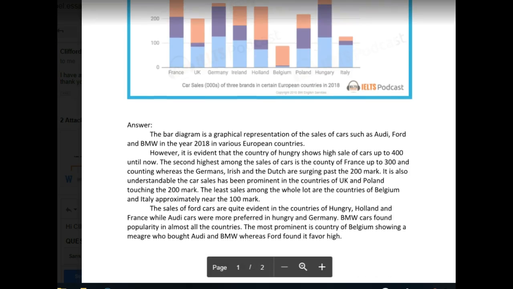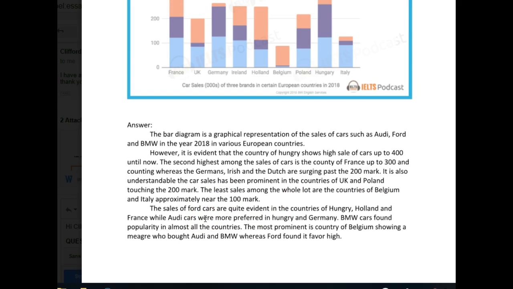Okay. While Audi cars were more preferred. Now look at this. You're switching tenses. So here you've got are, here you've got were. No, be consistent. It's the same time frame, so absolutely be consistent. So while Audi cars are more preferred in Hungary, capitalize it.